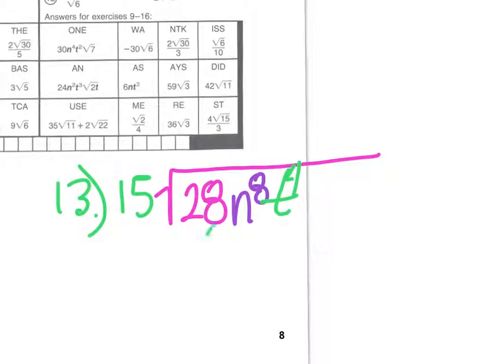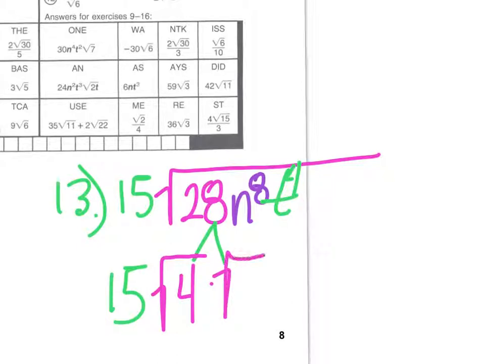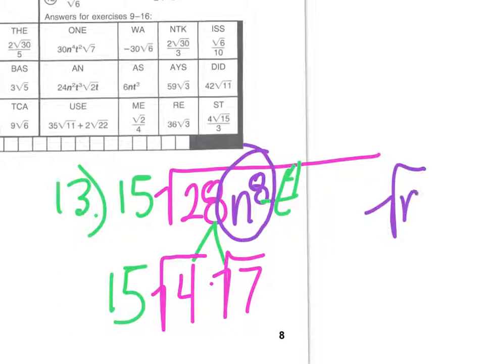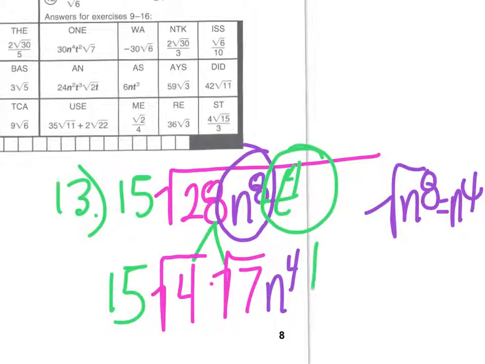Let's look at simplifying what's inside that radical. We can break apart the square root of 28 into a perfect square factor and a non-perfect square factor. In a previous lesson, we learned that the square root of n to the 8th is equal to n to the 4th, and that the square root of t to the 4th would be t squared. We can simplify this part to the number 2.